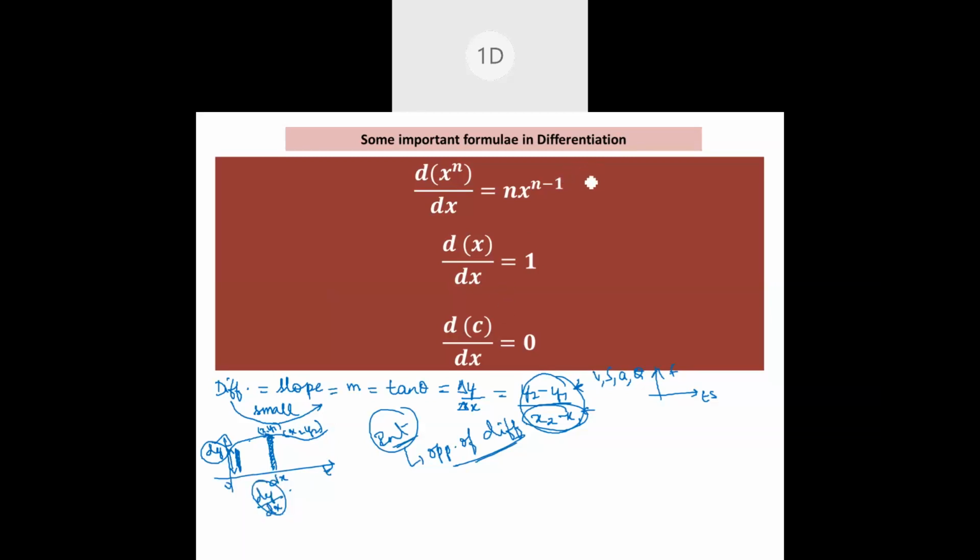Derivation of formulas is not a part of physics because that's a 2 hour topic, not right now. So for now, you will have to learn the formula. You will not learn the derivation any day.